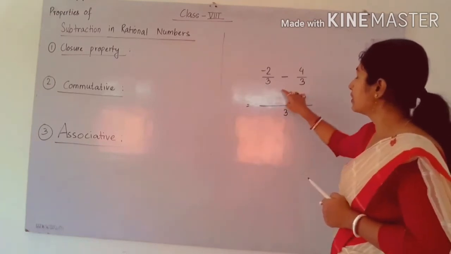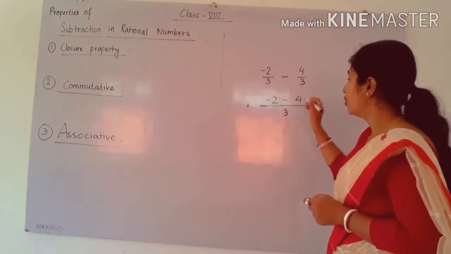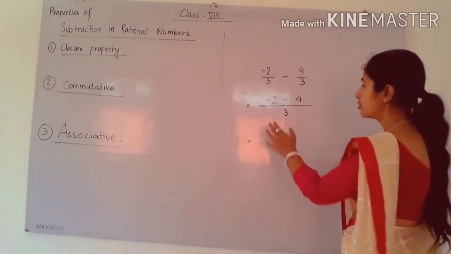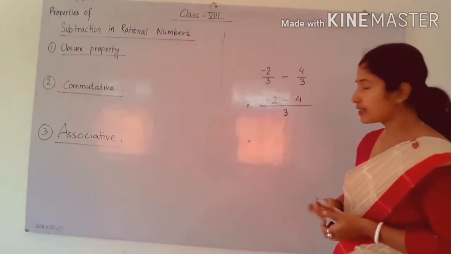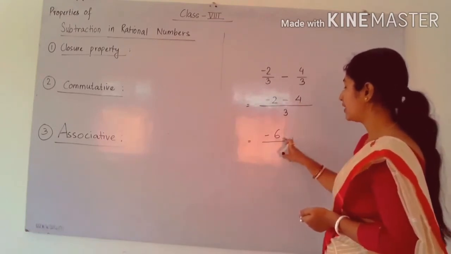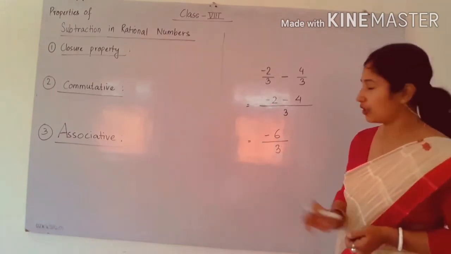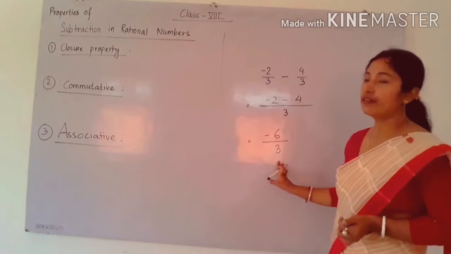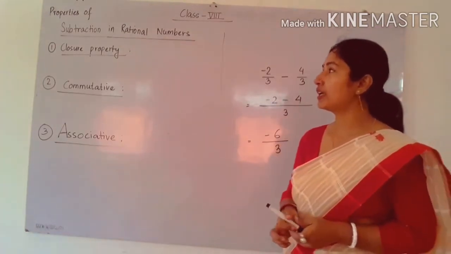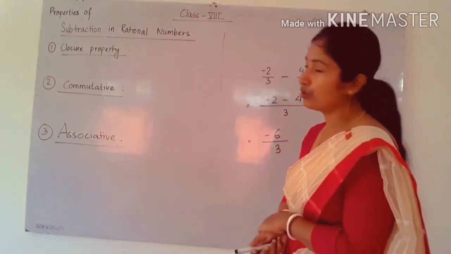Then it will be minus 2, then minus 4. So in the numerator we are doing subtraction of integers. So minus 2, minus 4, both symbols are same. So what will the answer be? Minus 6. Then addition will take place and the symbol will be minus. Next, 6 by 3. So minus 6 by 3 is a rational number. So we can say that closure property is satisfied, or we can say subtraction in rational numbers is closed.